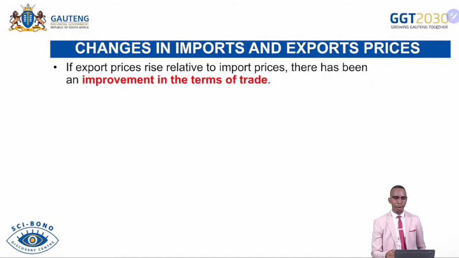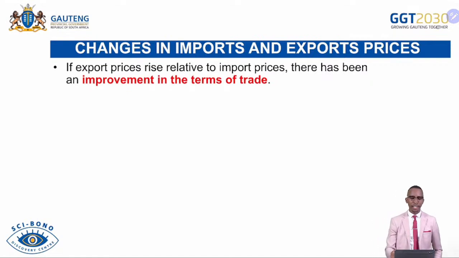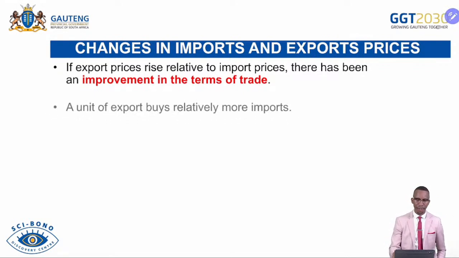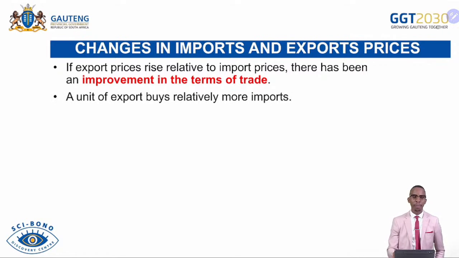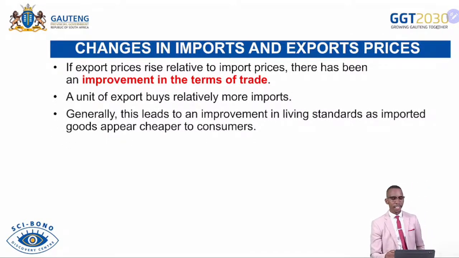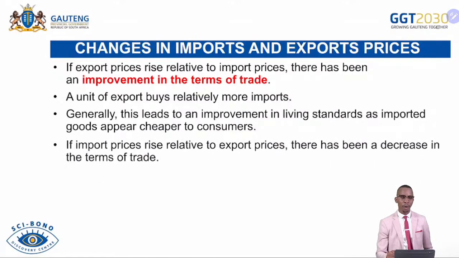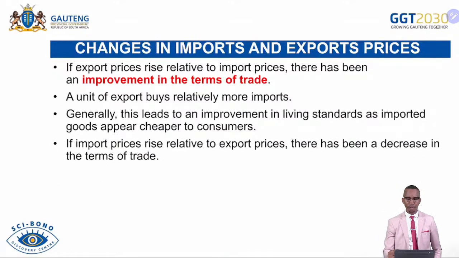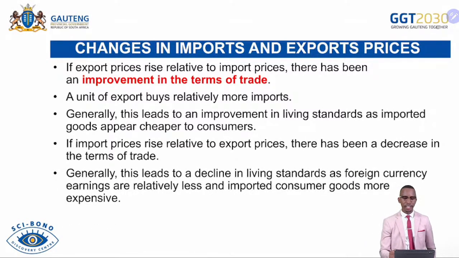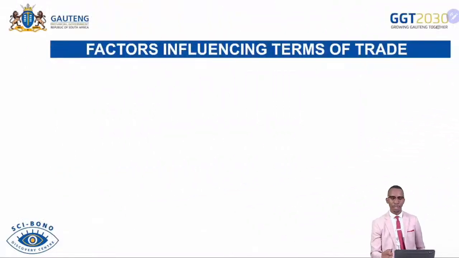And then changes in import and export prices. If export prices rise relative to import prices, there has been an improvement in the terms of trade of the country. A unit of export buys relatively more imports. Generally, this leads to an improvement in living standard as imported goods appear cheaper in South Africa for our local consumers. If import prices rise relative to export prices, there has been a decrease in the terms of trade of the country. Generally, this leads to a decline in living standard as the foreign earnings are relatively less and imported consumer goods are more expensive, so people tend to afford less of those imports.